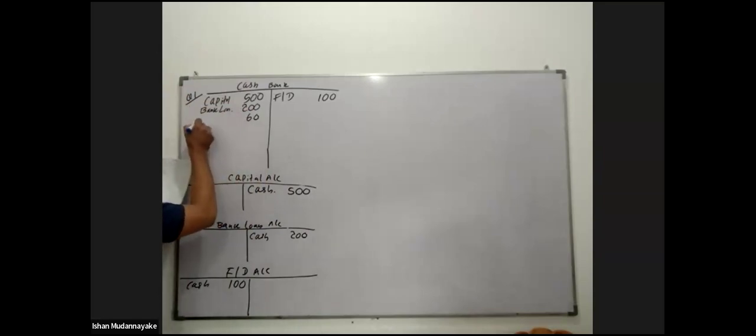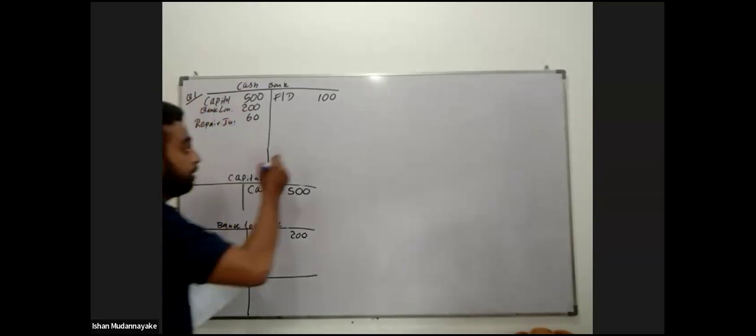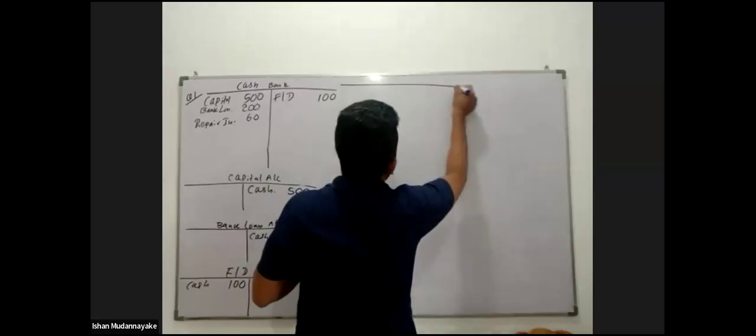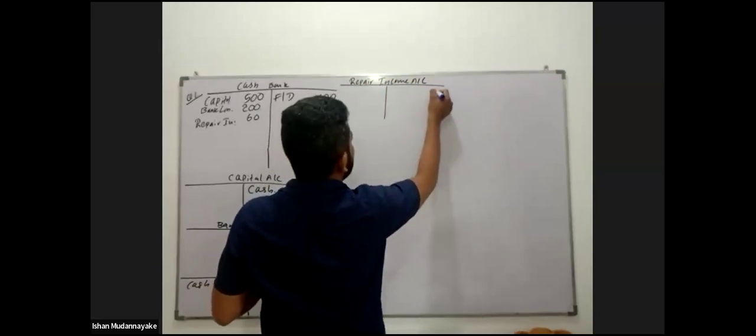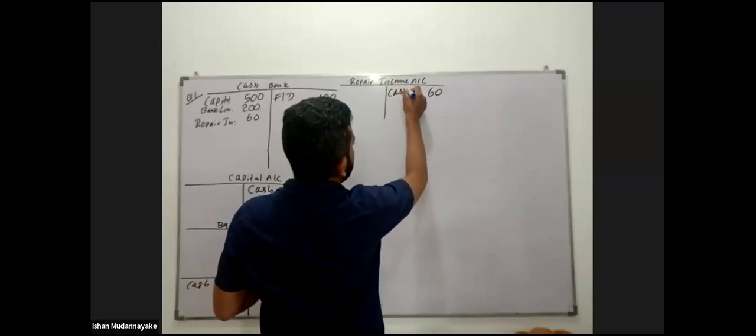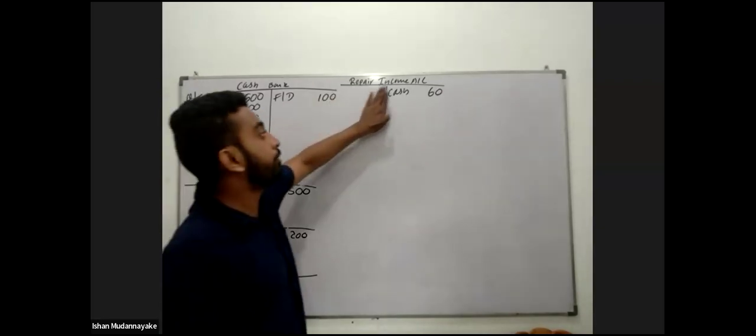Therefore, cash book debit 60,000. Let's say repair income: repair income account credit 60,000. Here receiving cash, cash book debit, the opposite account name is repair income, and then repair income account credit 60,000.